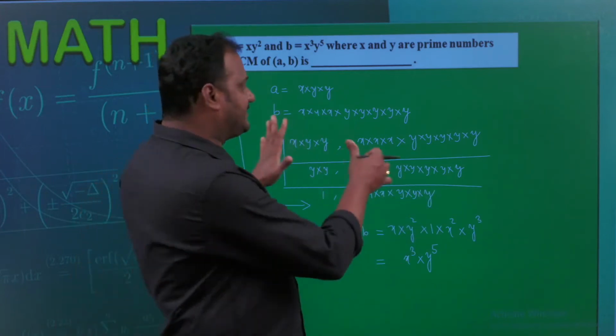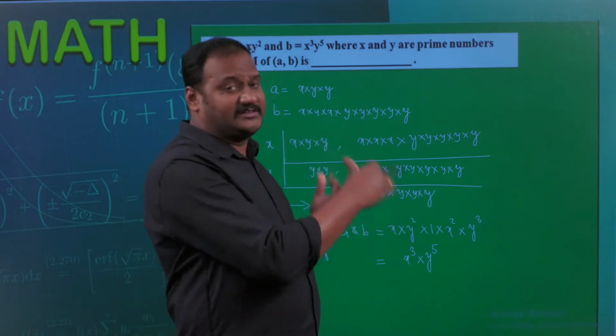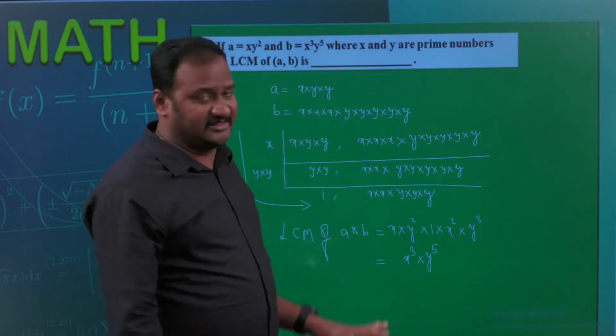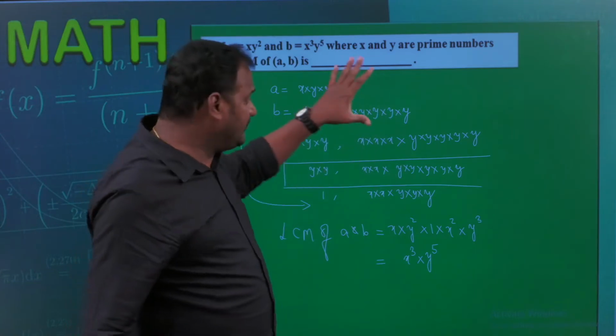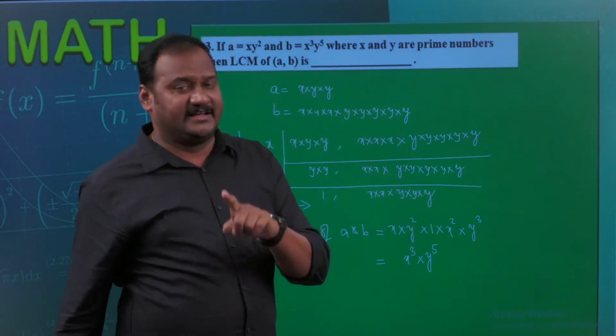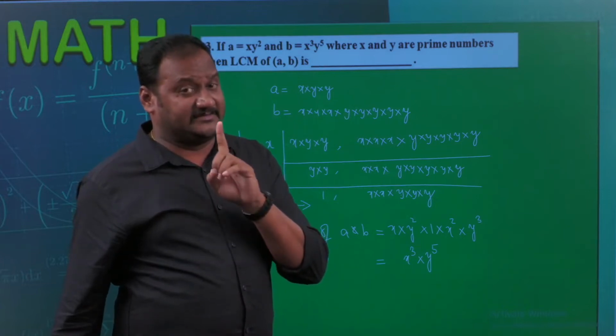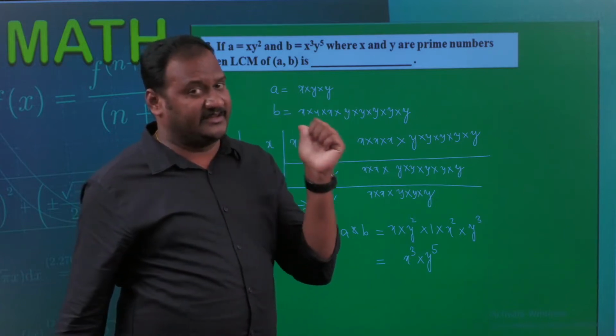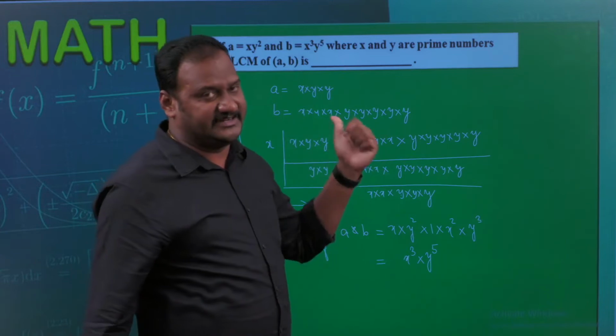Now I will explain how to answer this problem directly instead of doing all these things. But you will have to observe all these things in order to get a better idea in finding the LCM of two numbers involving variables. Right? Shall we try another way?